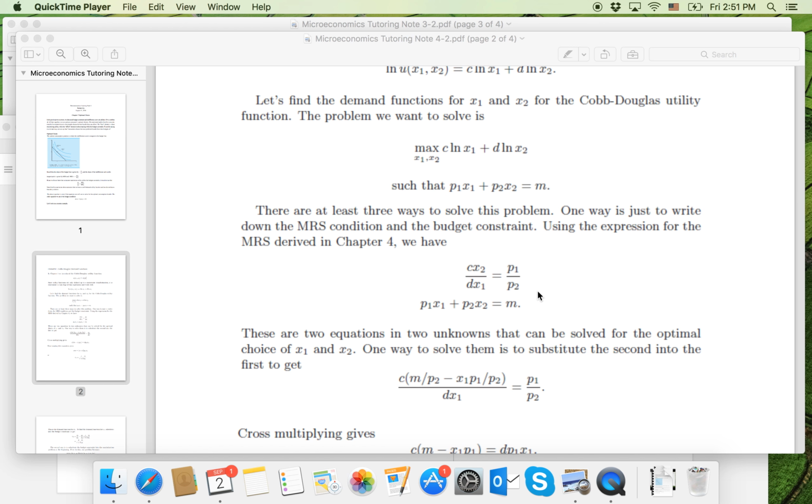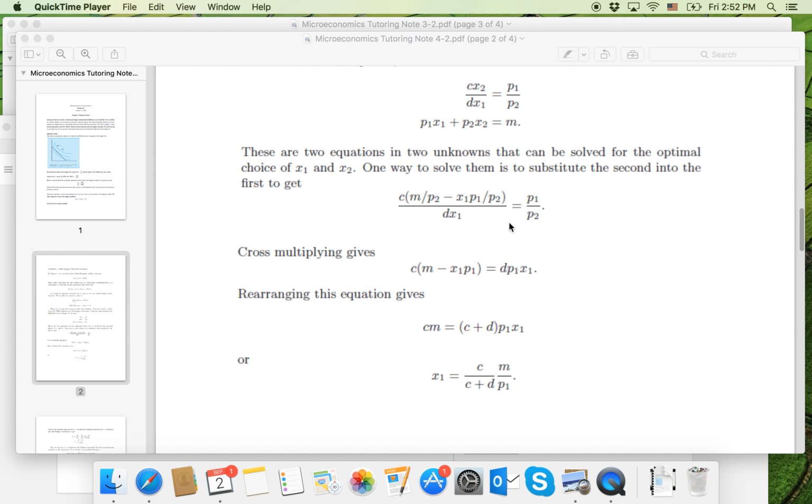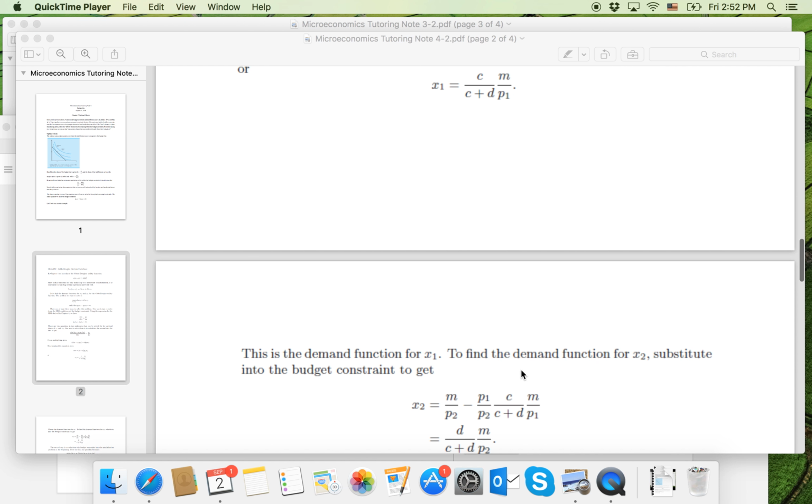So this relationship, MU1 over MU2 is equal to P1 over P2, is actually already a result of this maximization. And this second equation is just the budget constraint. These two equations give us a system of two equations and two unknowns. The unknowns are x1 and x2, and the constants are c, d, p1, p2, and m. Remember that p1, p2, m, c, and d are given. The only variables whose value we don't know are x1 and x2, and we're solving for them. The rest is just solving this system of two equations and two unknowns, and we'll be able to solve for the optimal consumption bundle.